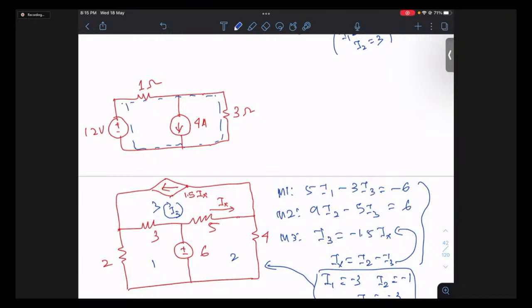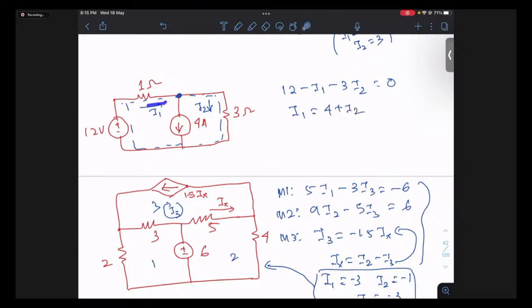If I denote this current as I1 and this current as I2, the equation is 12 minus 1 into I1 minus 3 into I2 equals 0. This is one equation. And the second equation you can easily get by writing a KCL at this junction. So if you write the KCL, you get I1 equals 4 plus I2.